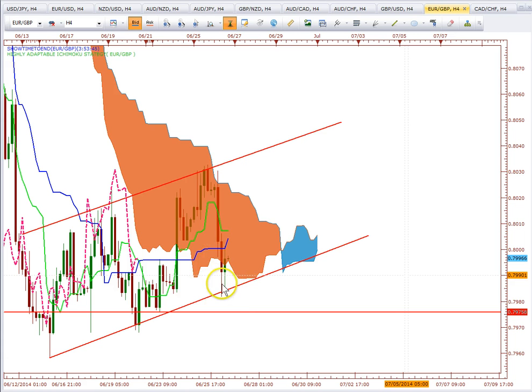There's going to be a lot of trades. If you're looking at a few pairs, and you can see up here how many pairs I'm looking at right here.